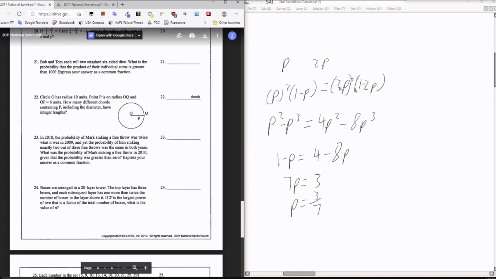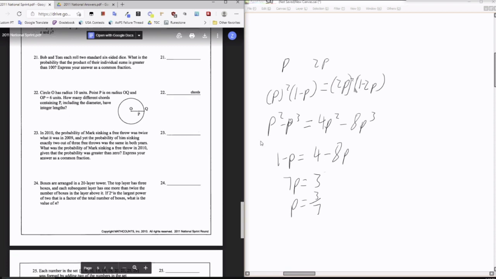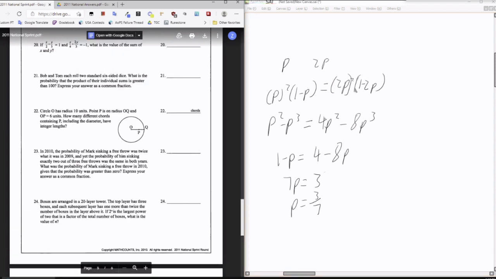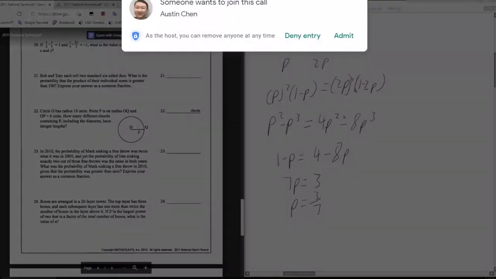Let's see here. 4P squared. P squared times 1 minus P. So P squared minus P cubed equals 4P squared. Oops, my bad. So 4P squared minus 8P cubed.